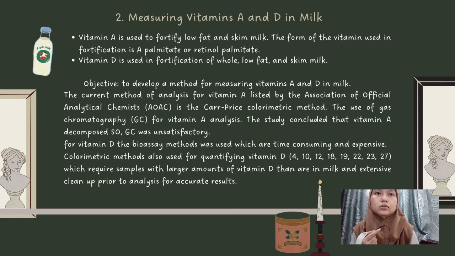The study concluded that vitamin A decomposed, so gas chromatography was unsatisfactory. For vitamin D, the bioassay method was used, which is time-consuming and expensive. The colorimetric method is also used for quantifying vitamin D, which requires samples with a larger amount of vitamin D than is in milk, and extensive cleanup prior to analysis for accurate results.